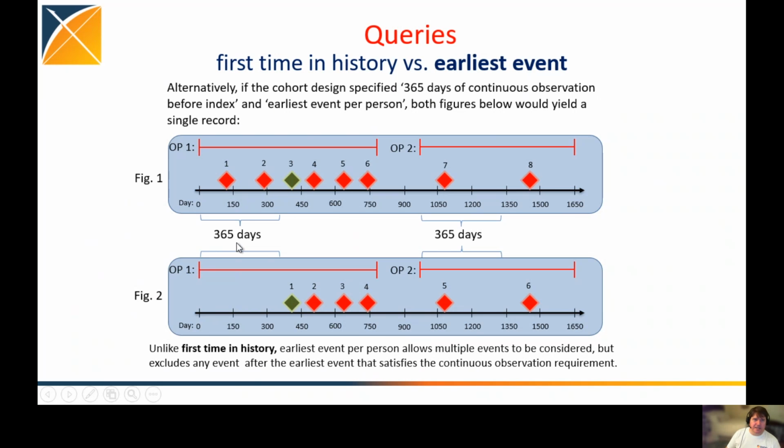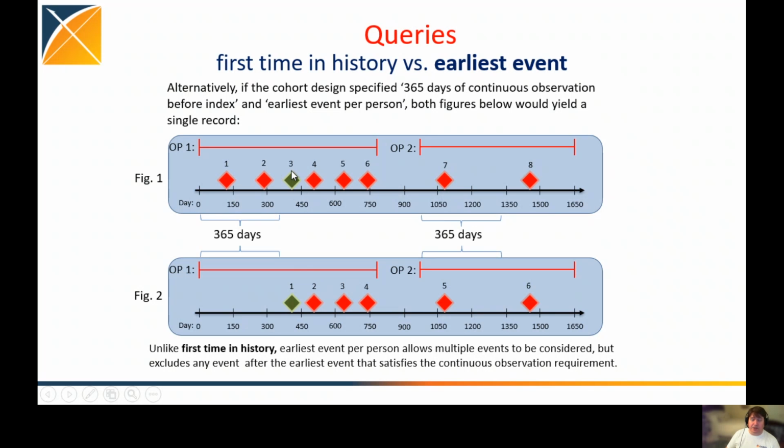Alternatively, if the cohort design specified 365 days of continuous observation before index and the earliest event per person was specified, both figures would yield a single record. And that is because we are no longer selecting the first. We are finding all the records for the concept set, and then of those, the ones that have the continuous observation, we return the earliest record per person.